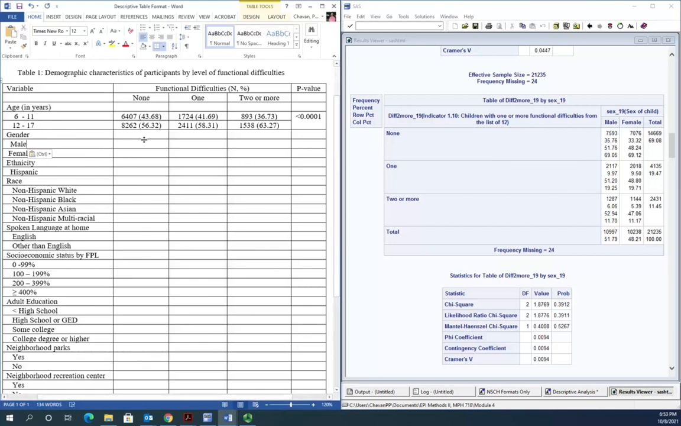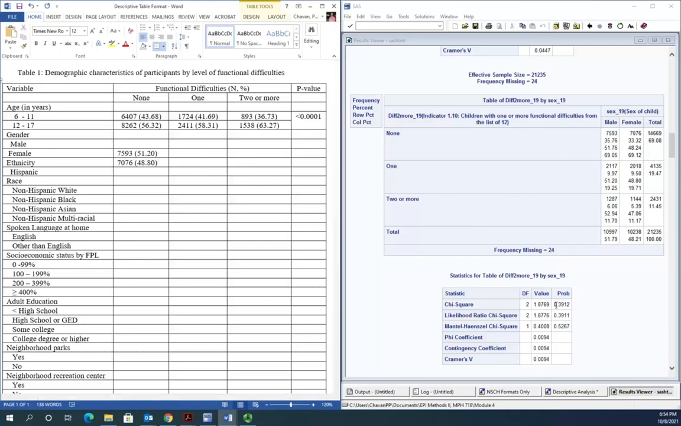So again, over here, male is 7593 and female is 7076. And again, I'm going to go up and select the third corresponding percentage, which is 51.20 and 48.80. Right? So this way, I'm simply going to keep on filling all the variables, all the numbers, all the frequencies that I got for the variables.